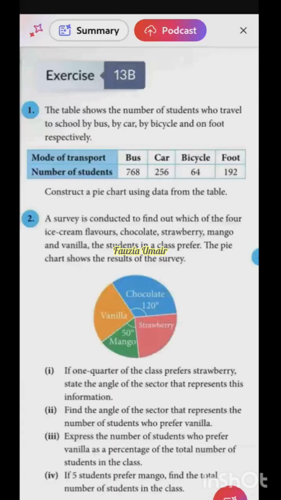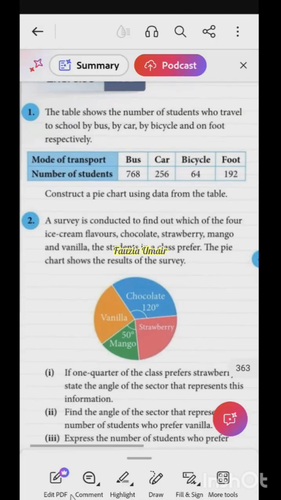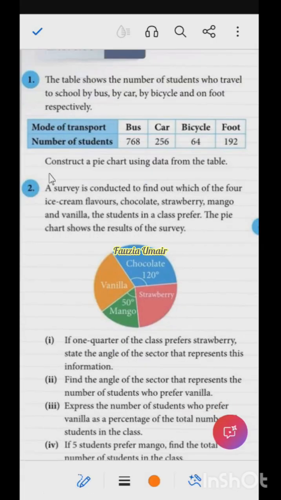Yes. All right. So now let's go to the second question. Now look, the objective had two things. One was drawing of a pie chart, so we have learned how to draw a pie chart. The second is, if the pie chart is already there, you can interpret it. What does interpret mean? You are able to understand the pie chart. So now let's solve this question.